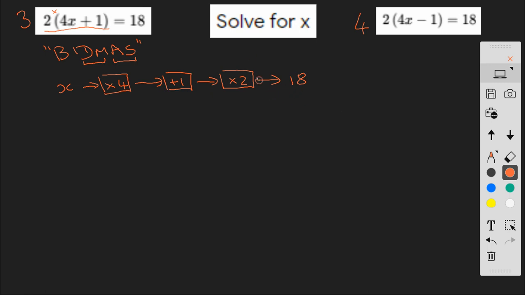Now, that's all very well, but what I've been asked to do is solve for x, which means that I need to find out what this x is. And I'm going to do this by putting this machine into reverse. So at this step here, what's the inverse operation? So these are inverse operations. I'm going to divide by 2. So 18 divided by 2 is 9.